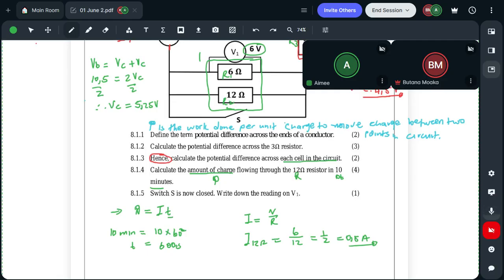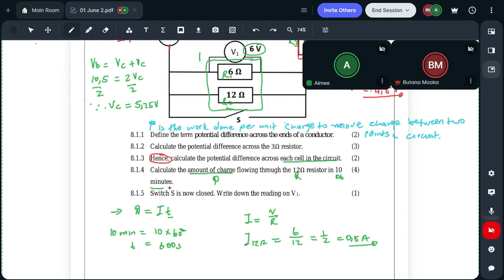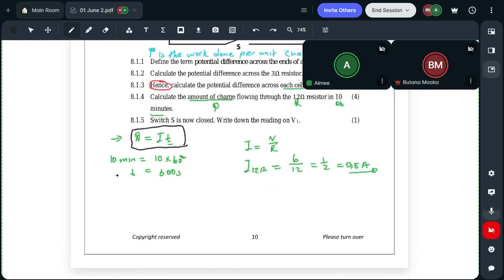These questions are very easy, man. You just have to go back to that question and substitute into this formula here. From the formula, we're going to substitute to find the charge. So Q equals the current times T, and we said the current is 0.5. This is multiplied by the time, which is 600 seconds. Therefore, we get the charge to be half of 600, that's 300 coulombs. So that's your charge.